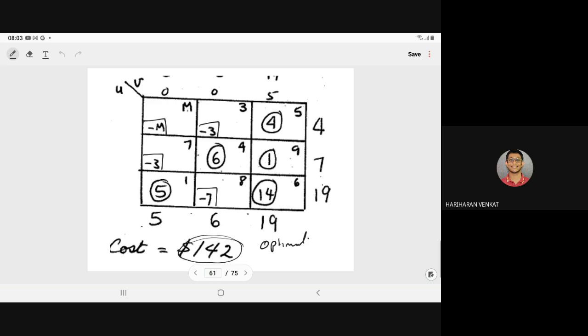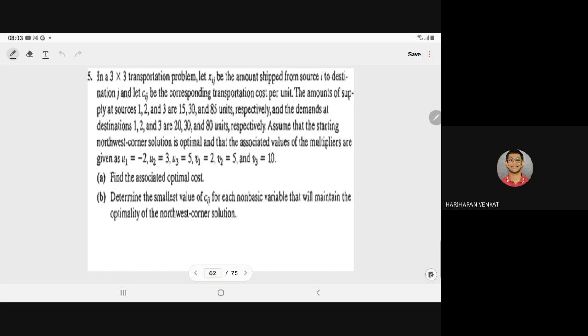So before the vacation or mid semester exam, we were doing a transportation problem. So in continuance of that, let us have this problem in a 3 cross 3 transportation problem. Let xij be the amount shipped from source i to destination j, and let cij be the corresponding transportation cost per unit. Amount of supply at the source 1, 2, 3 are 15, 30, 85 units respectively, and the demand at destination 1, 2, 3 are 20, 30, 80 units respectively.